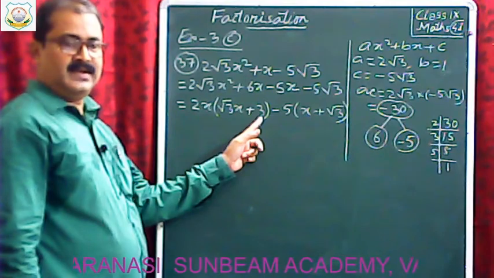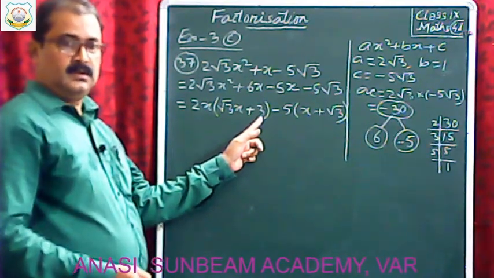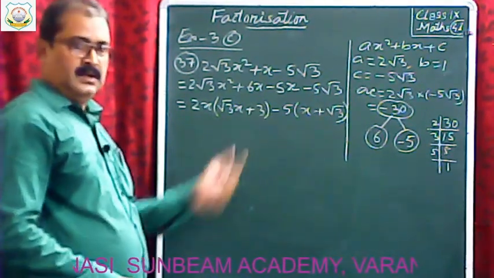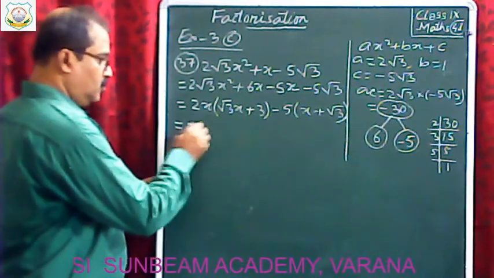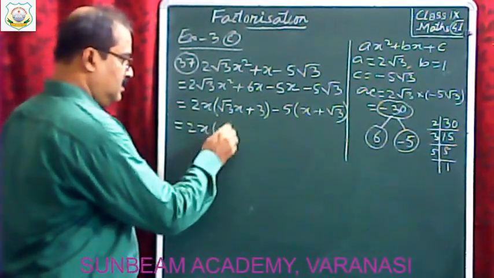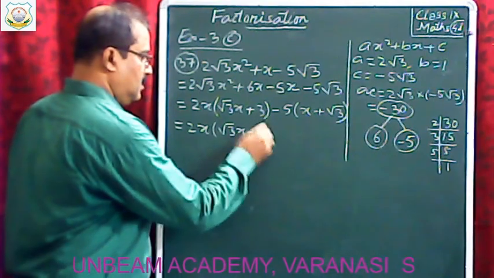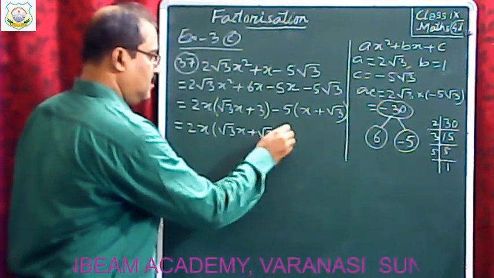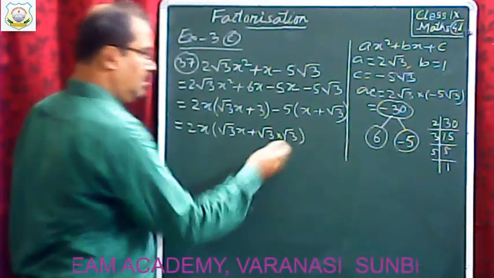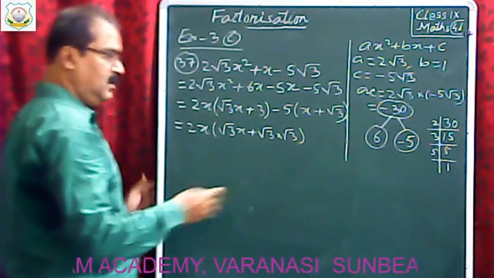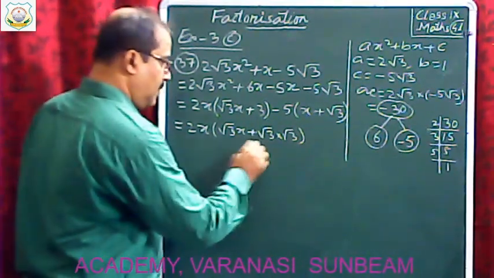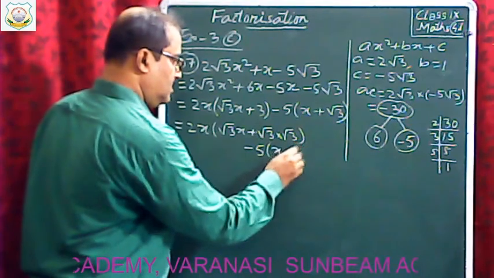In place of 3 you can write root 3 into root 3, again we get 3. So no need to show these steps. I am doing these extra steps for understandability. There is no need, you can directly take out common if you are familiar. Minus 5x plus root 3.